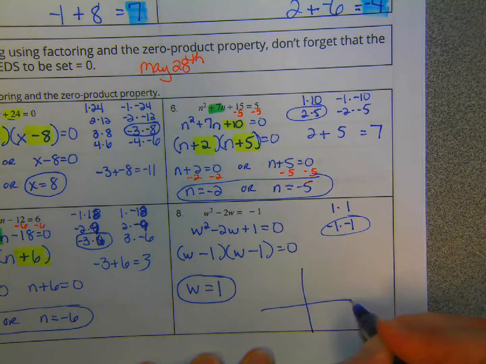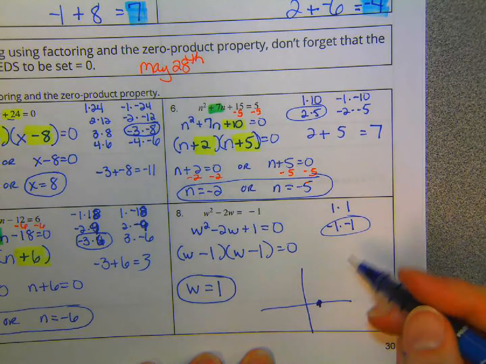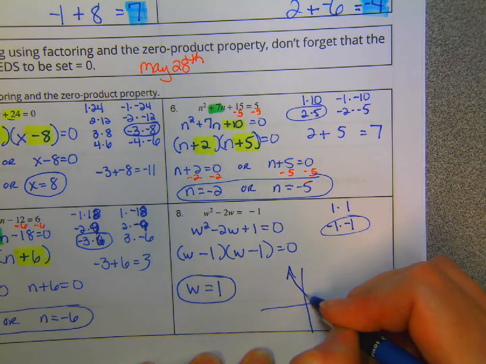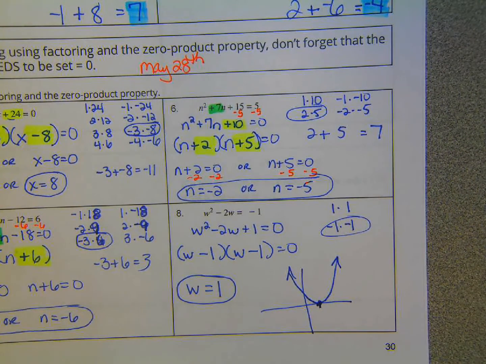Hey, again, this is free. That means what's happening here, here's 1, is this graph is going to look like this. It's going to come down and touch the x-axis in one spot. Hey, nicely done.